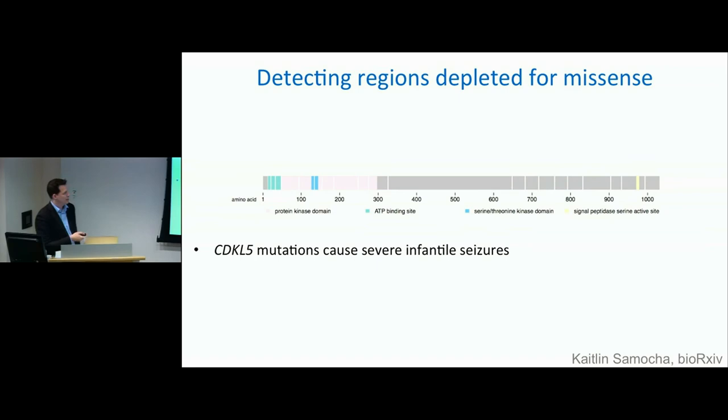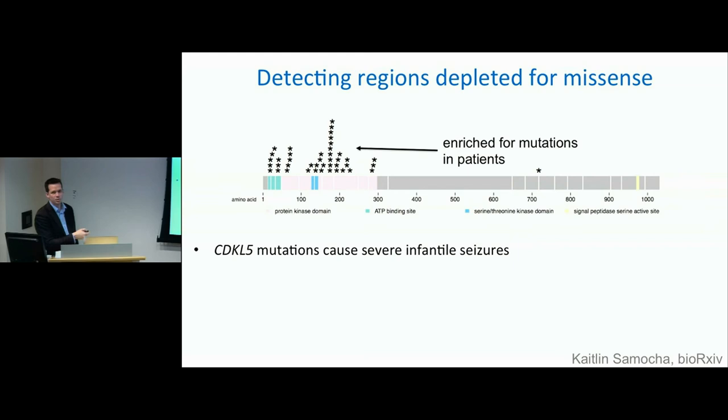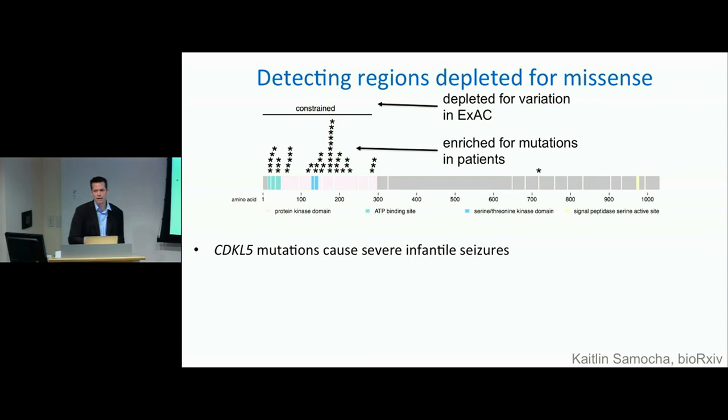This is CDKL5, where we know that de novo missense mutations cause severe seizure syndromes. Almost all of the known disease-causing missense mutations in this gene fall in this N-terminal domain up here. And in fact, that turns out to be exactly the region that is constrained in ExAC for missense mutations. So the rest of the gene actually has a number of missense mutations that is completely consistent with neutrality. But this region up here has a very strong depletion of missense mutations.